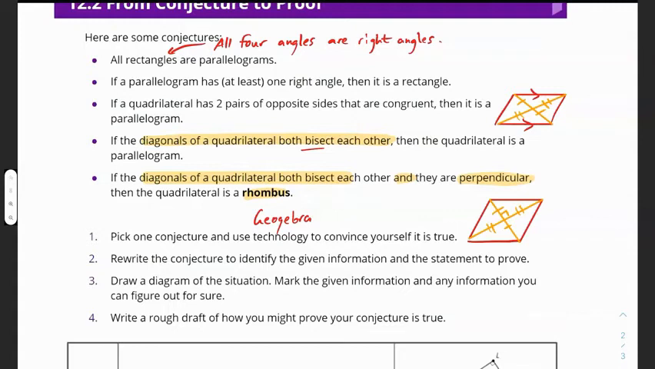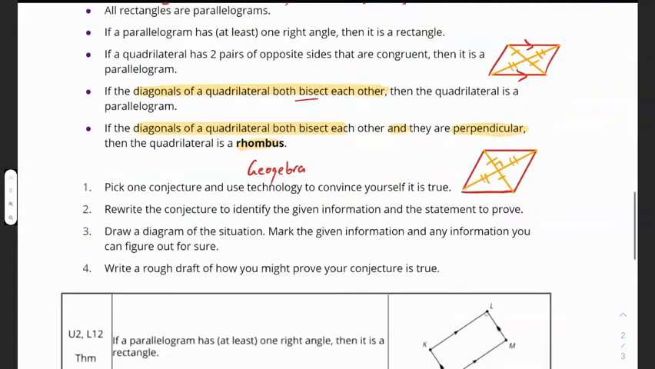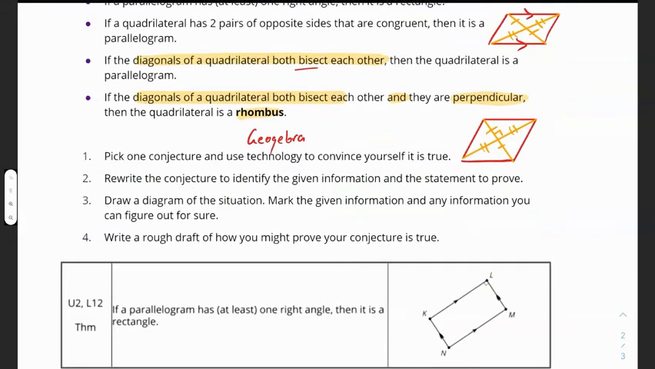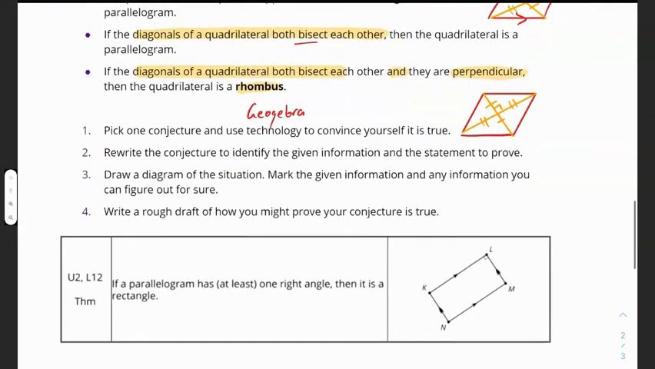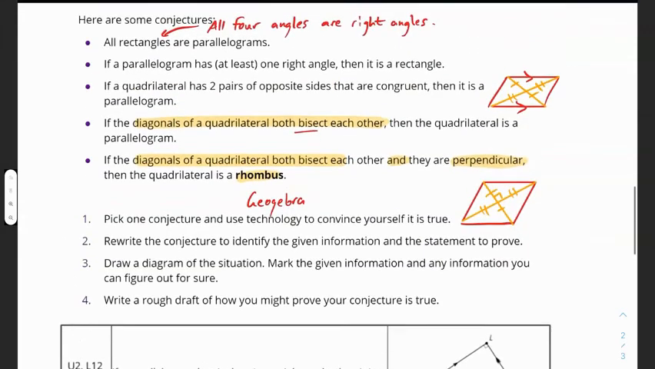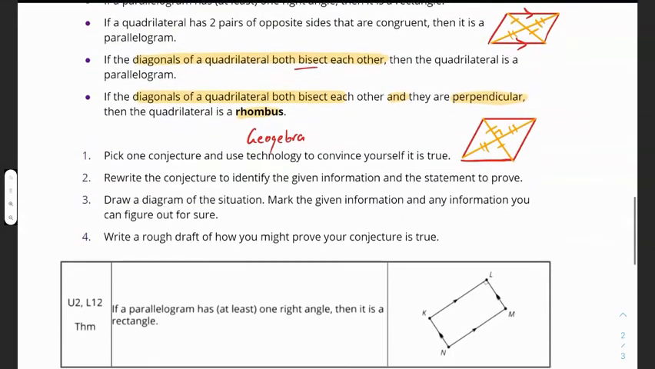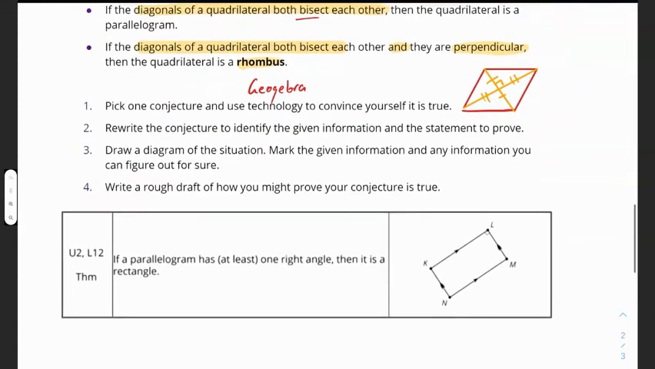Draw a diagram of the situation, mark the given information, and any information you can figure out for sure. So that again is on GeoGebra when you create your actual image or figure. Four, write a rough draft on how you might prove the conjecture is true. So if this, then that. Okay, definitely use the definitions for that part.